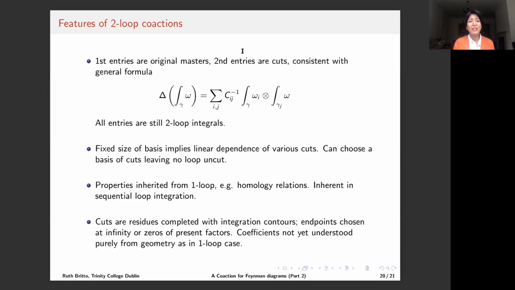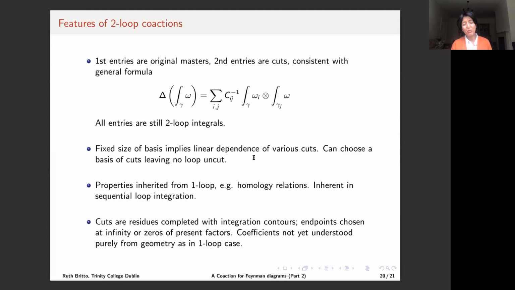Just to finish up here, some features of the 2-loop coactions that I'd like to comment on is, again, the first entries are in our space of original master integrals. The second entries are cuts, which is consistent with this very general formula that we're working with, where in the first entry we have a basis of cohomology, in the second entry we're working with a basis of integration contours. The fact that we have a fixed size of the basis implies linear dependence among all the cuts that you can imagine. So we can choose a basis of cuts which in particular leaves no loop uncut.